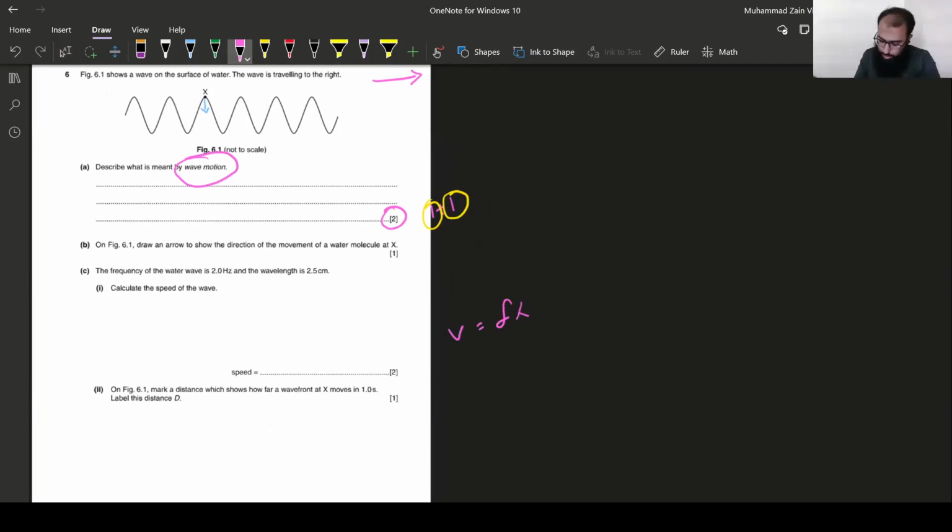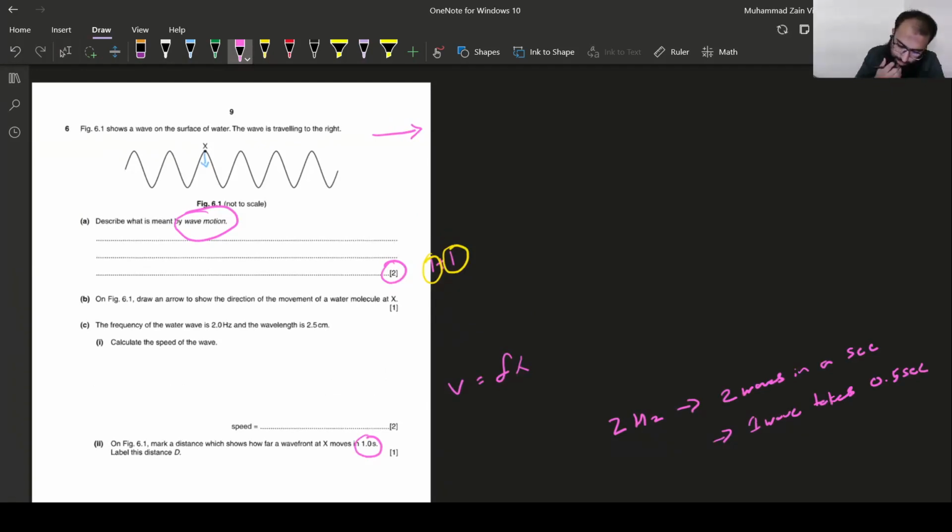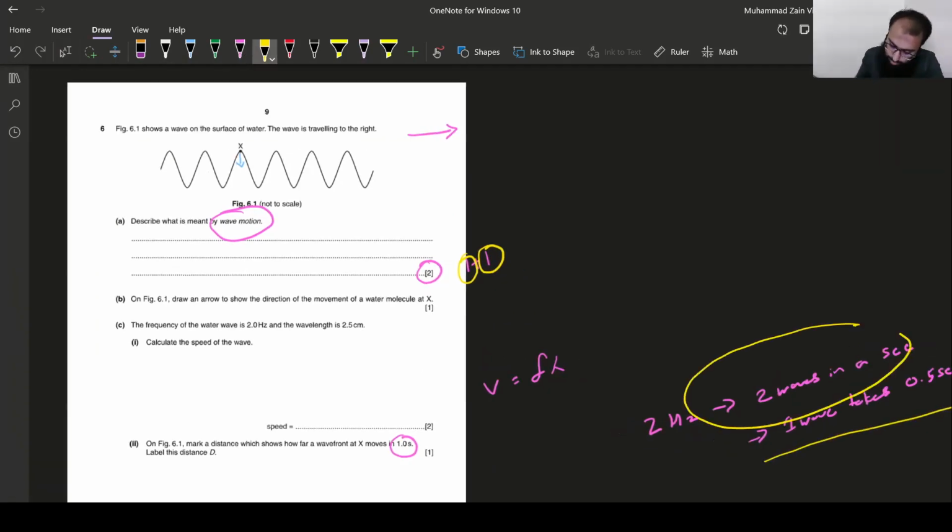The next part, on figure 6.1, mark a distance which shows how far a wavefront at x moves in 1 second. Label this distance d. Now we know the frequency of the wave. The frequency is 2 hertz. A frequency of 2 hertz means 2 waves in a second, which means one wave takes 0.5 seconds. The last line is not important for us right now, but this part is important. 2 waves in a second.